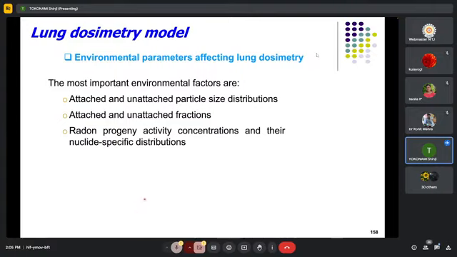On the other hand, the most important environmental factors are attached and unattached particle size distributions, attached and unattached fractions, radon progeny activity concentrations, and their nuclide-specific distributions.